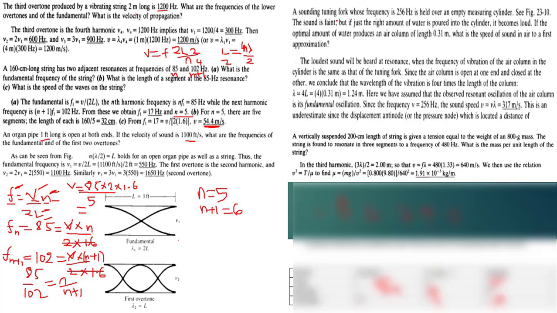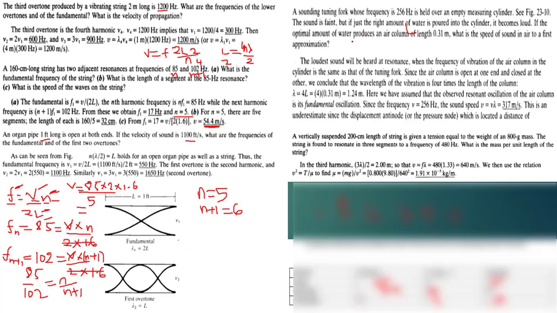So we have a sounding tuning fork whose frequency is 256 held over an empty measuring cylinder. The sound is faint, but if the right amount of water is poured into the cylinder, it becomes loud. It means it has now reached the same frequency as the tuning fork, because here you are looking for the resonant length. You strike, the sound is faint until you fill the beaker with the right amount, then the beaker itself starts to produce sound like the tuning fork, because it is in resonance.